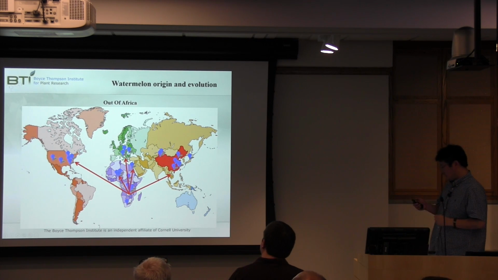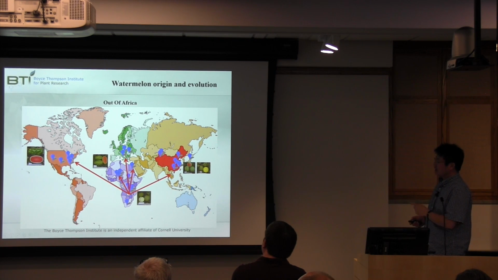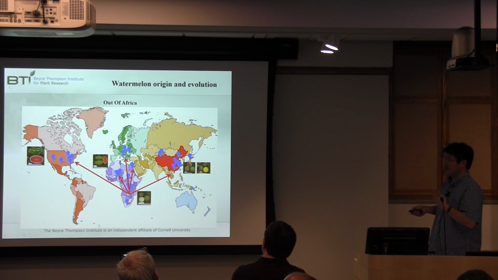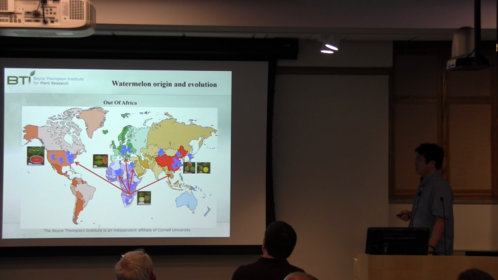Watermelon was thought to originate from Africa, and then was distributed to the world. But whether it originated from Southern Africa or Western Africa is still a debate. There's no clear evidence to support either. Most people thought it originated from Southern Africa, but recently people argue that it may have originated from Western Africa. It's still not resolved yet.